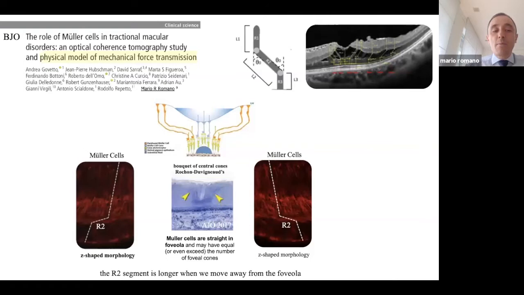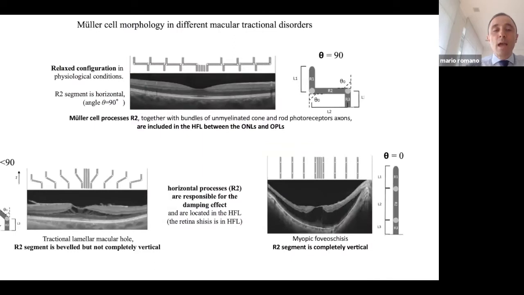Recently, we published this paper that is a mechanical model of forces transmission through the Mueller cells. We know that the Mueller cells are straight in the fovea and they have a zeta-shaped morphology away from the fovea. And we also know that in relaxed configuration, the horizontal process that we call R2 are localized between the outer nuclear layer and outer plexiform layer, so inside the Henle fiber layer. And they are also responsible for the damping effect.